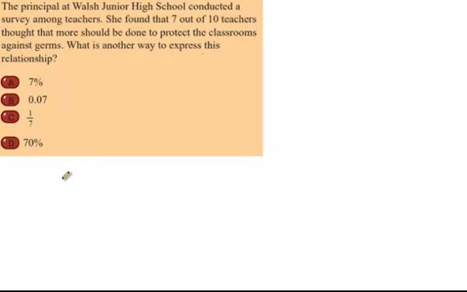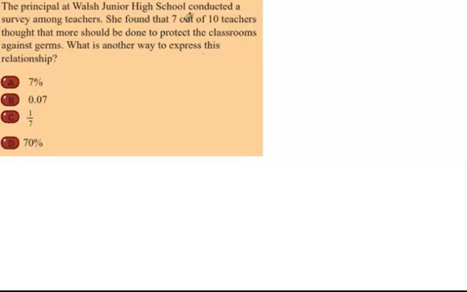Okay, Kipsters, so we're on number 4 on lesson number 8 about percents. Normally in the brain strategy, the B stands for block the answer. I can't block it on the computer, but I'll ignore the answers and just read through the question. The question says, the principal at Walsh Junior High School conducted a survey among teachers. She found that 7 out of 10 thought that more should be done to protect the classroom against germs. What is another way to express this relationship?